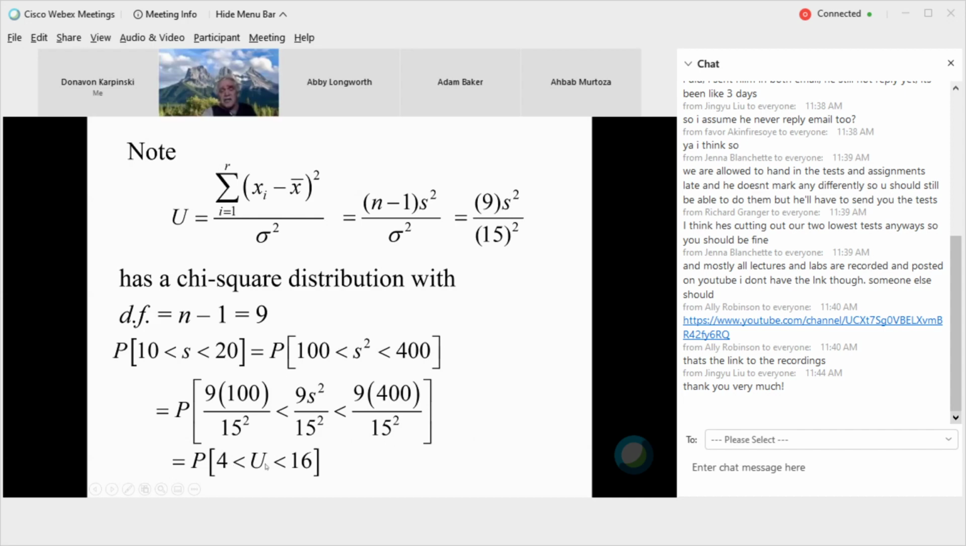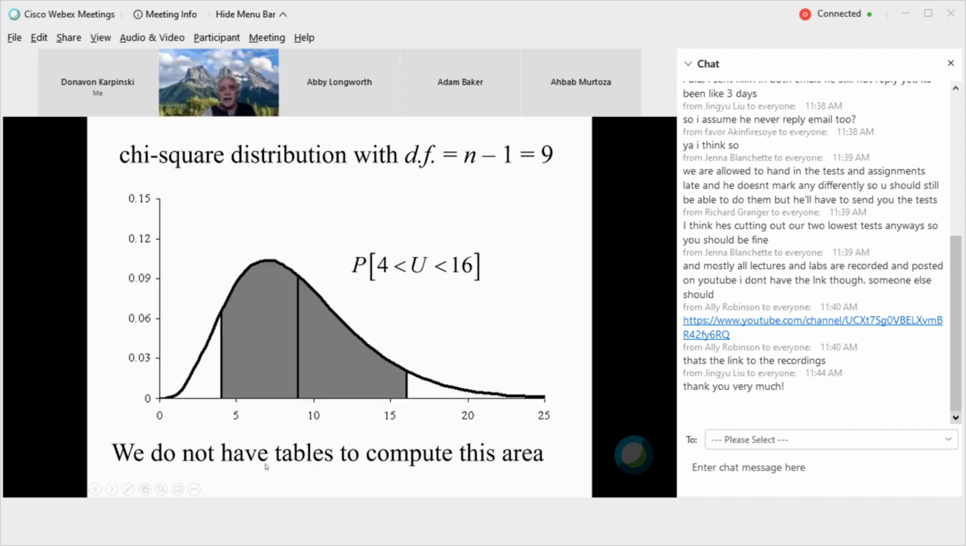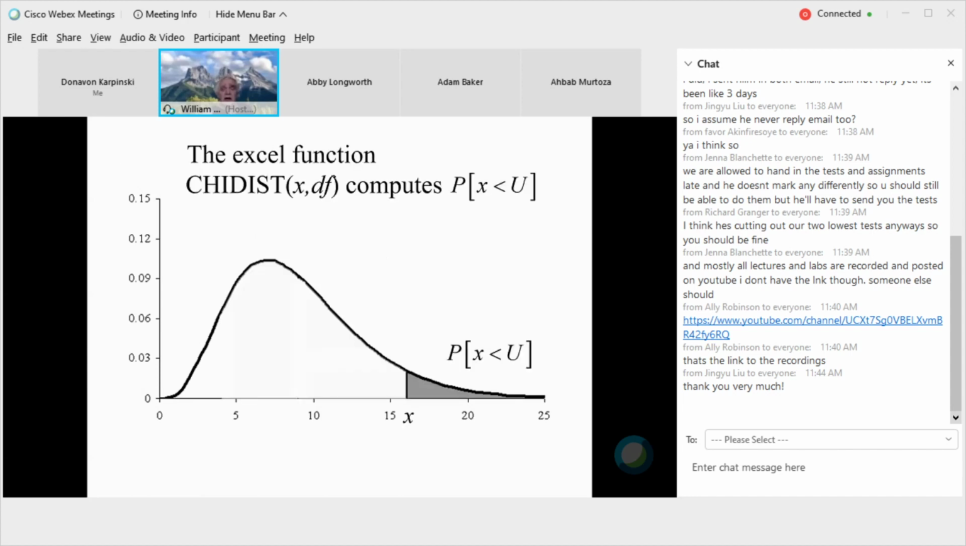Now, you might have to use a table. You can use Excel. There's the chi-square distribution with 9 degrees of freedom. It's a skewed distribution that's centered over 9. We don't have tables to compute this area. You can use Excel functions. Excel functions will compute area. For instance, CHIDIST with x and degrees of freedom will compute the probability that U is greater than x. It'll compute this area here.